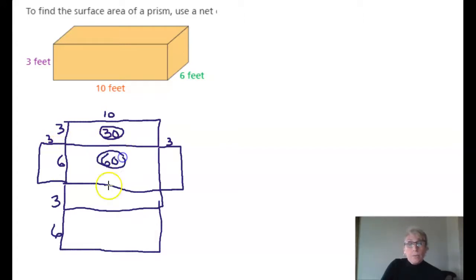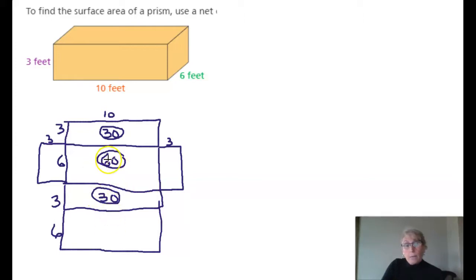There's the area of that one. Now this is the front side. That was this here. So the next one opposite or right after the bottom is going to be the back. It's going to be the same. It's 10 by 3. You got 3 here, 10 here. So we're going to have 30.